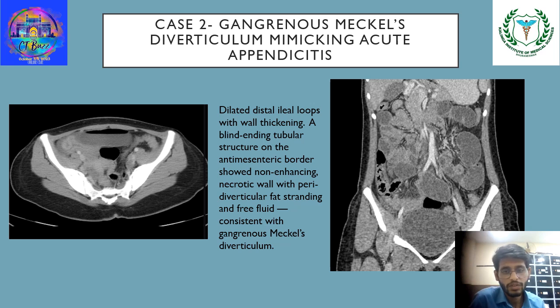So in this CT image, we see dilated distal ileal loops with the wall thickening. Blind ending tubular structure on the antimesenteric border showed non-enhancing necrotic wall with the peridiverticular fat stranding and free fluid consistent with gangrenous Meckel's diverticulum.